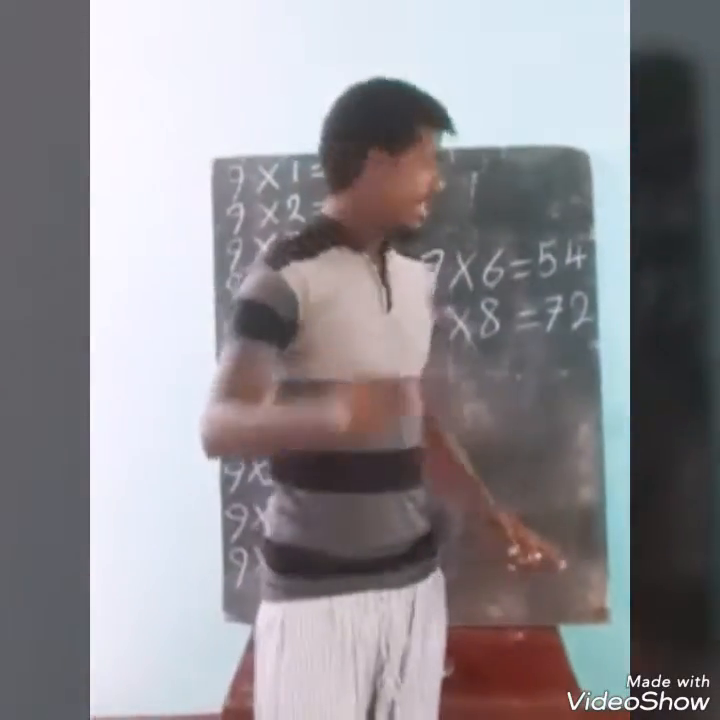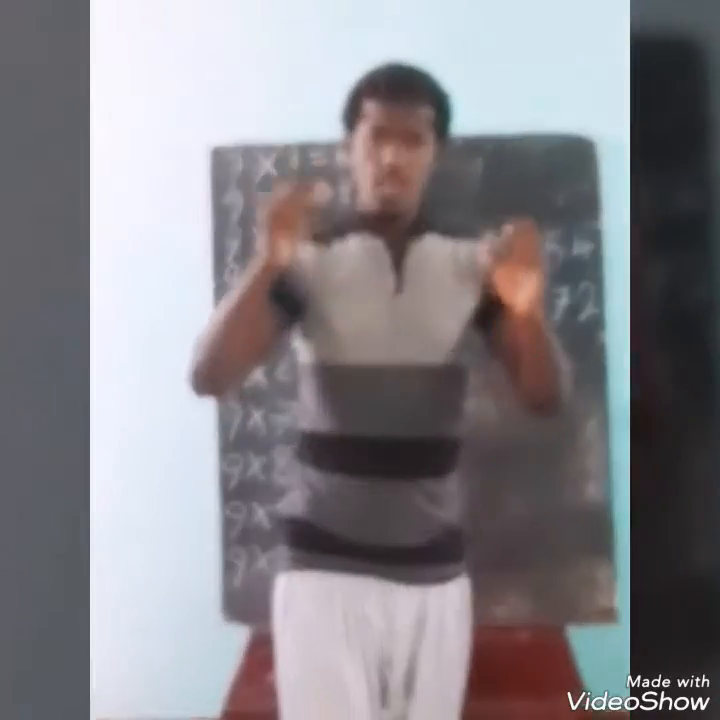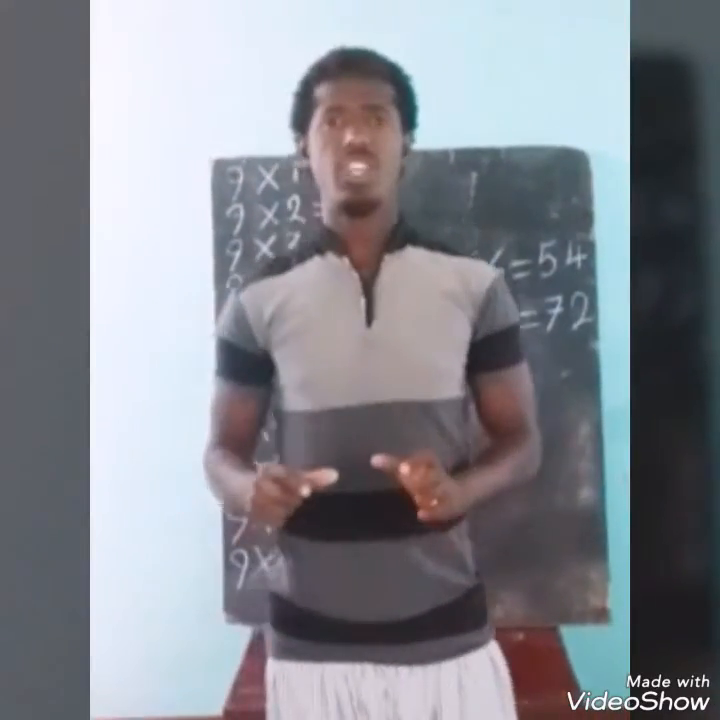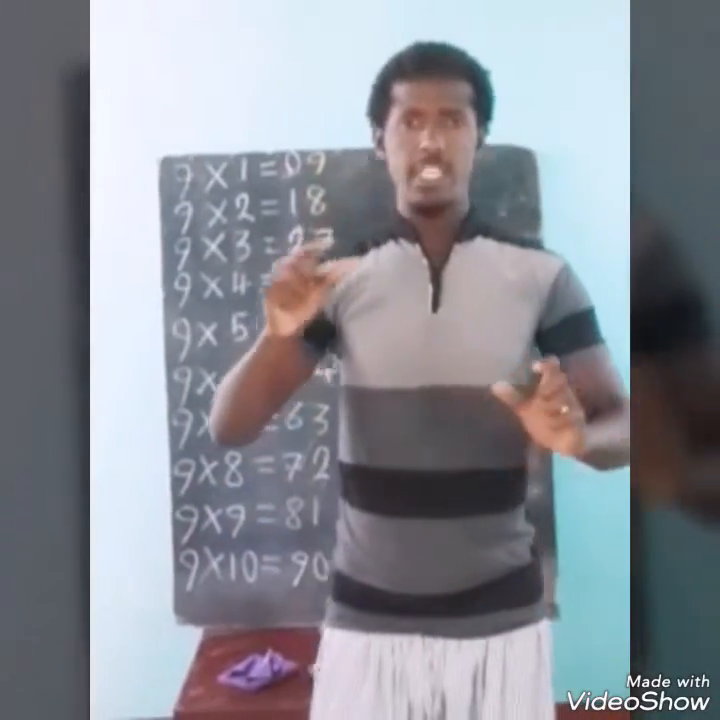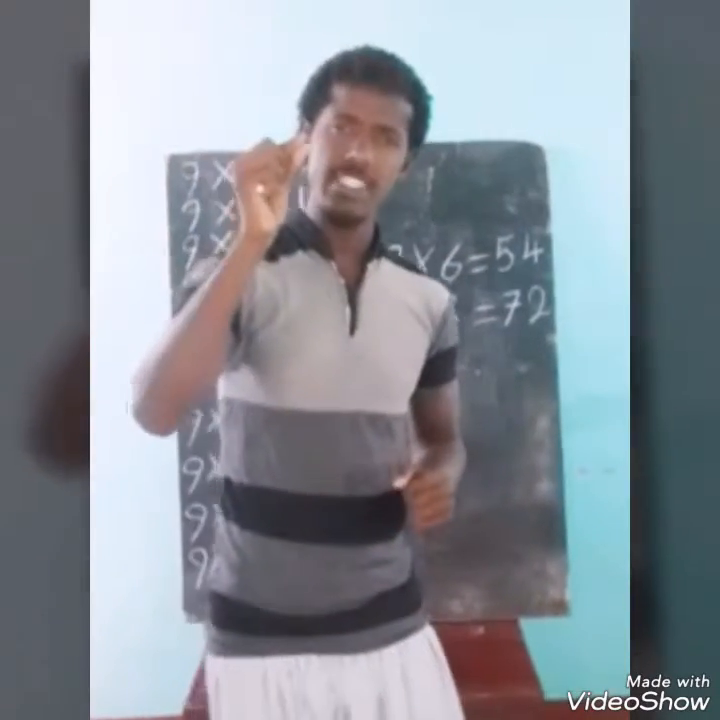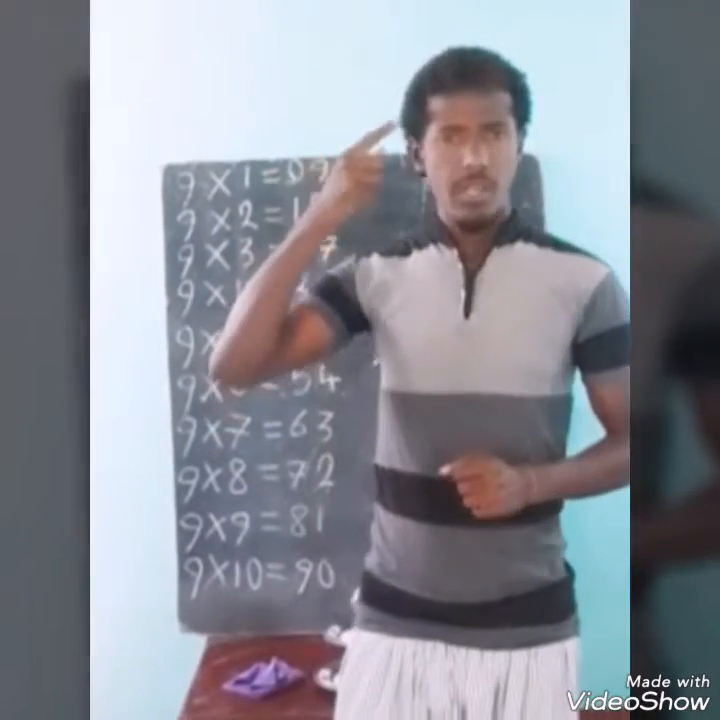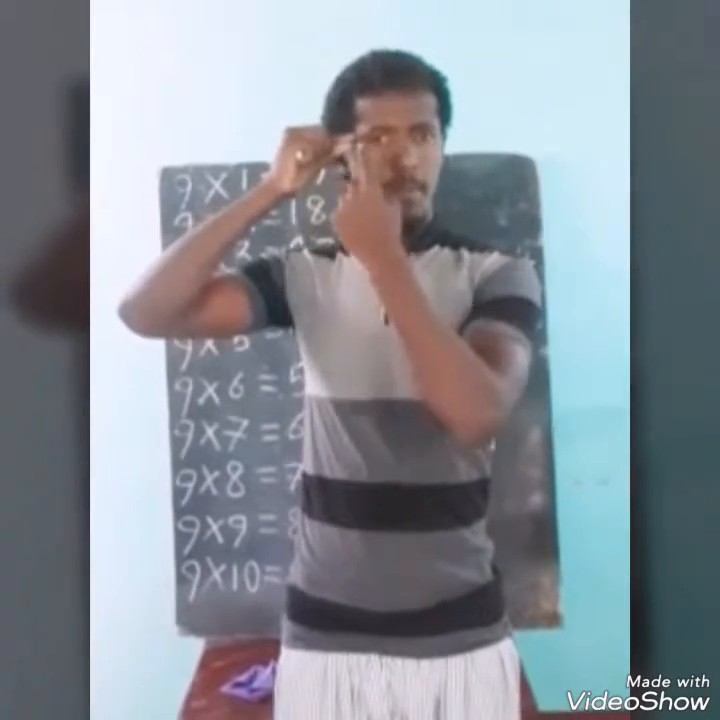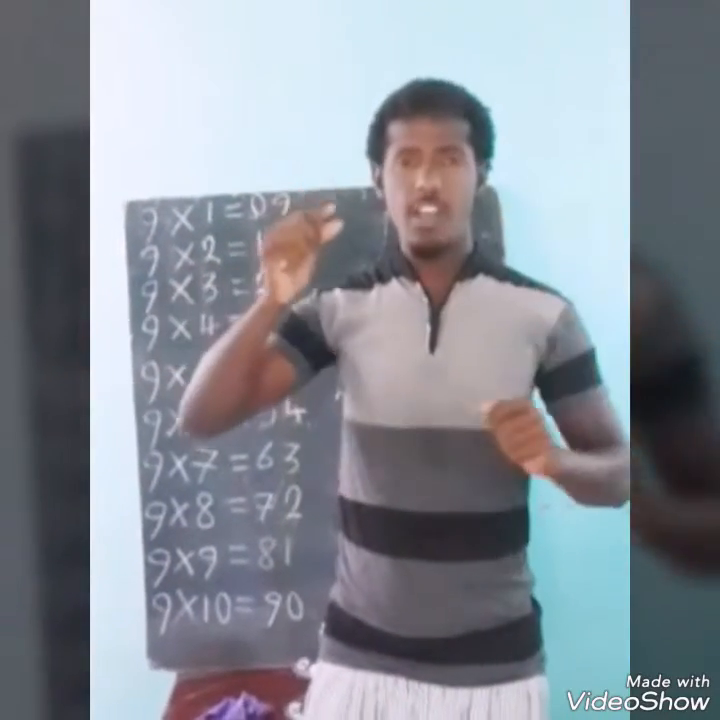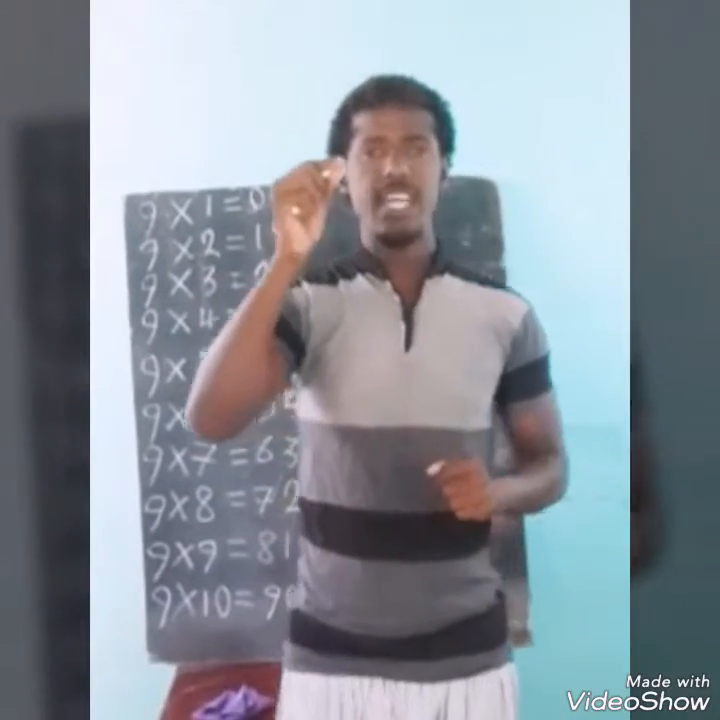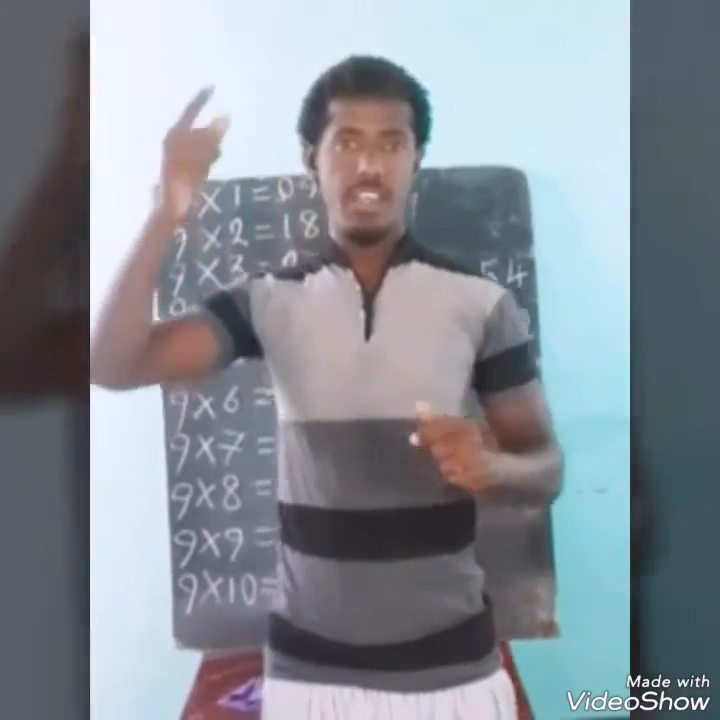So, by this technique, you are going to keep the nines table easily. If someone asks you 9 times any number, on this side, minus 1. And on this side, complete to 10. See how many remain for the number to be 10, and write it here. For example, 9 times 5.